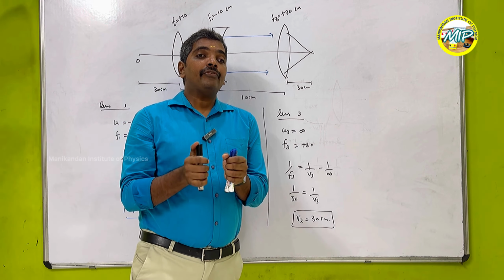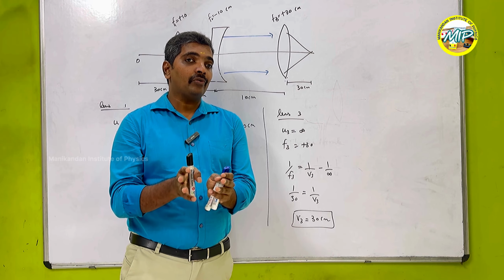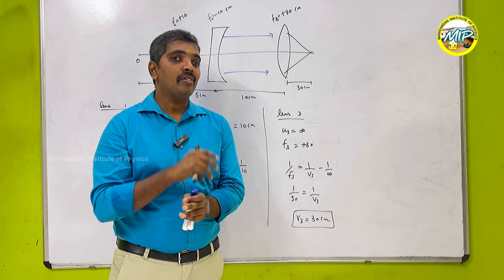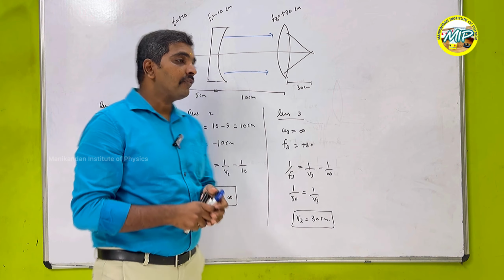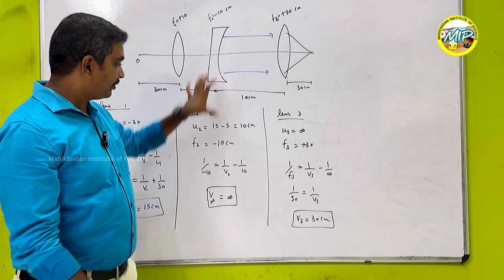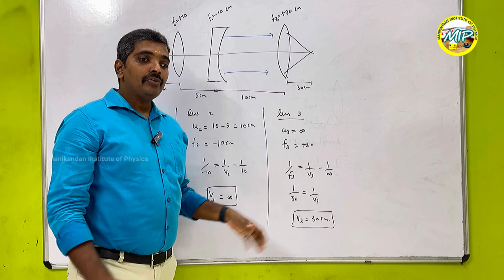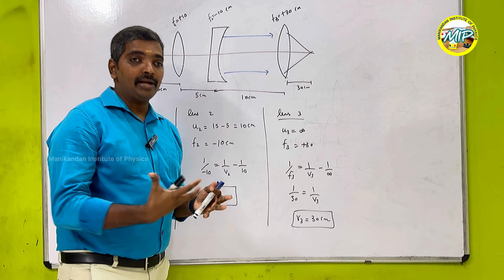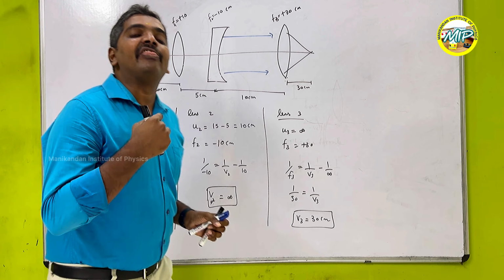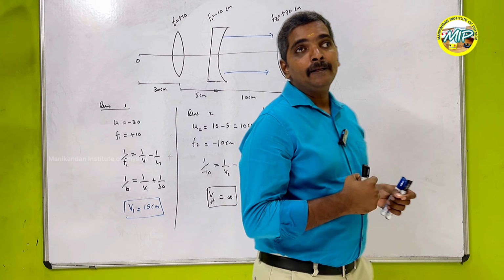So when the lenses are in contact, you can easily solve the problem using 1 by f1 plus 1 by f2 plus 1 by f3. But in this case, we have some finite distance, so we have to solve separately for this lens, this lens and this lens. This is how we are going to solve the problem based on the thin lens formula.